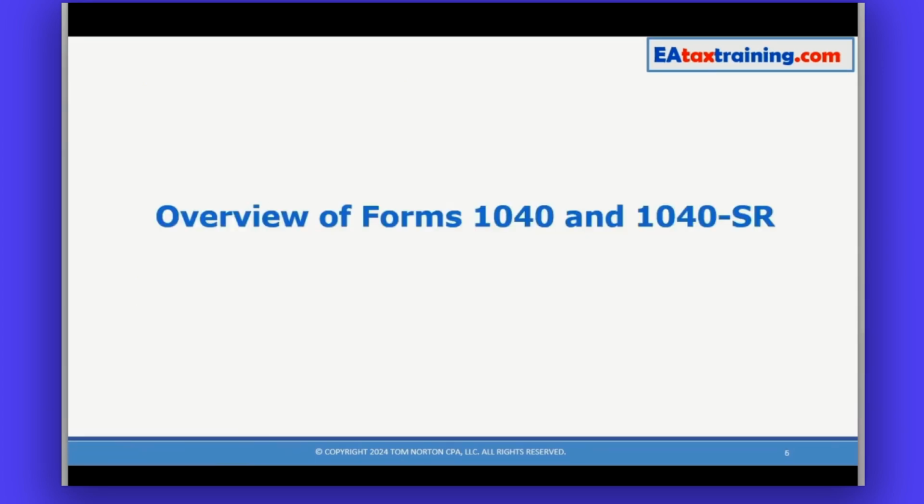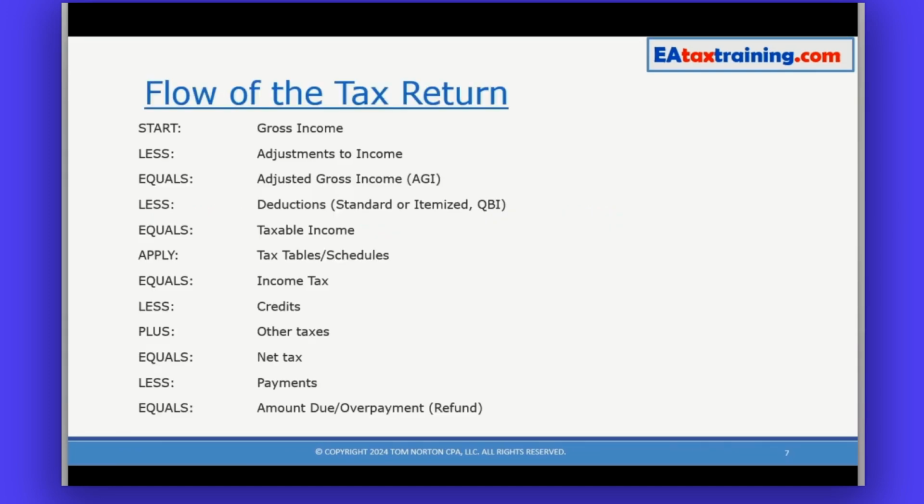Okay, let's jump right in to our overview of the forms 1040 and 1040 SR. We'll start by talking about the flow of the tax return. So what we're trying to get to when we do a tax return is we want to know, does the taxpayer owe the IRS, or do they get a refund from the IRS? That's kind of the bottom line. But to get there, we need to go through several steps.